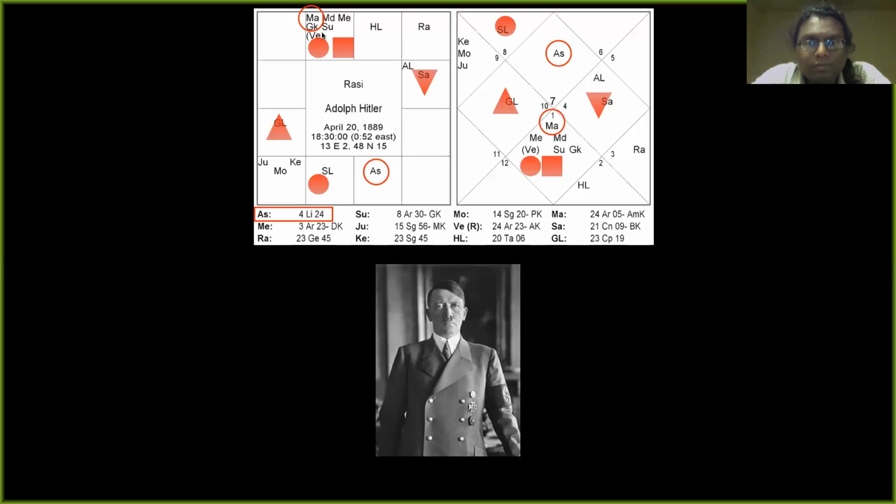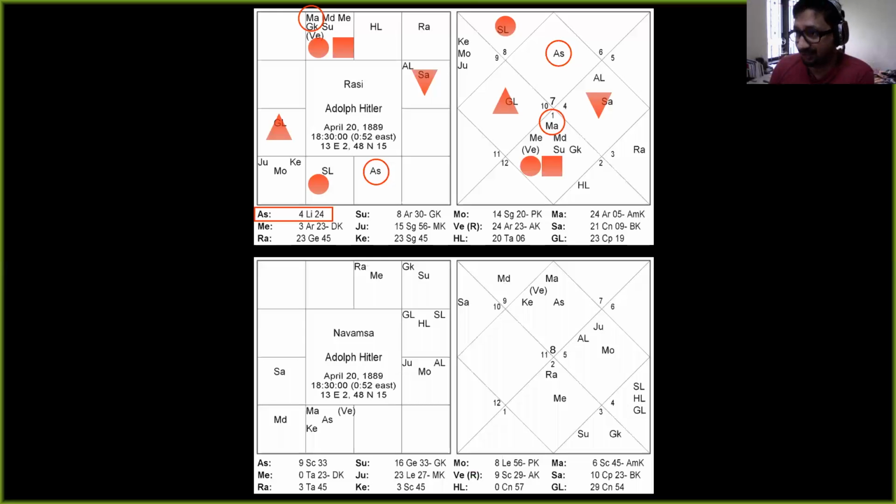Right. Actually, that's a good question. One of the best ways to look at that planet is to analyze it deeper. So let's look at what happens at his Navamsha layer. Where is his Mars going into his Navamsha? His ascendant is actually going into Scorpio. He has a Scorpio Navamsha. But his Mars is also going into Scorpio.